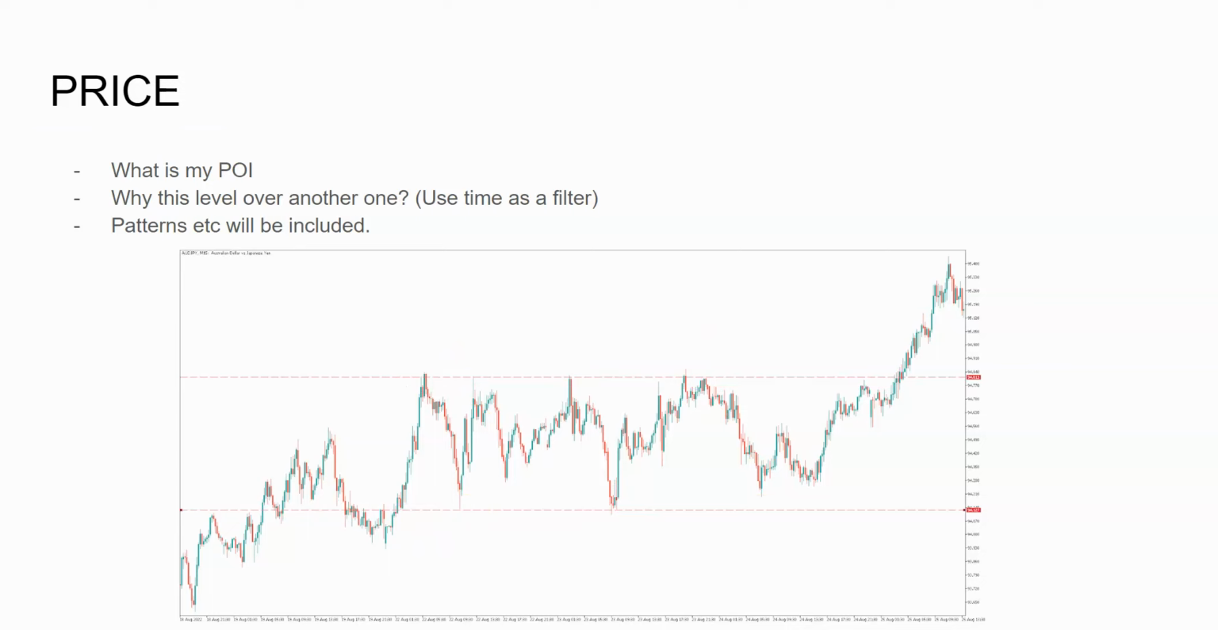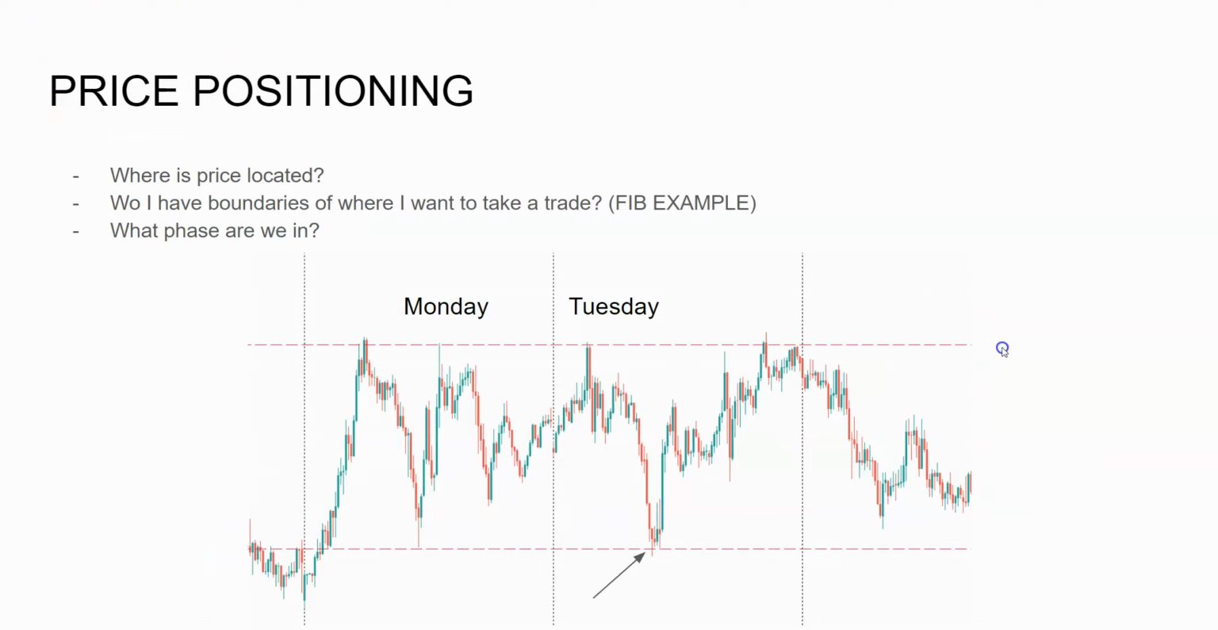Patterns can be something that is relevant to price as well, because, let's just say, supply zones like this, supply and demand zones, whatever it may be, these are patterns themselves, and they focus around an area of price. So this is included in price. So now we have our point of interest. That's the first part of planning. We have our point of interest in mind.